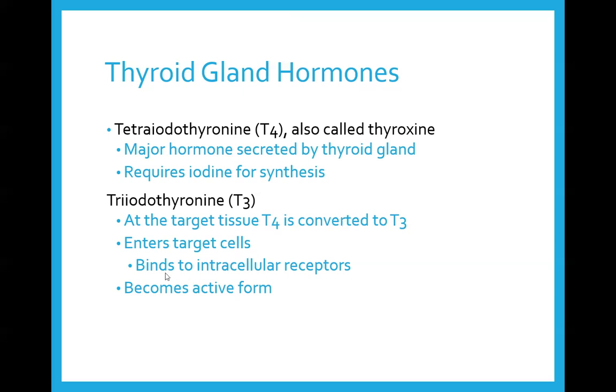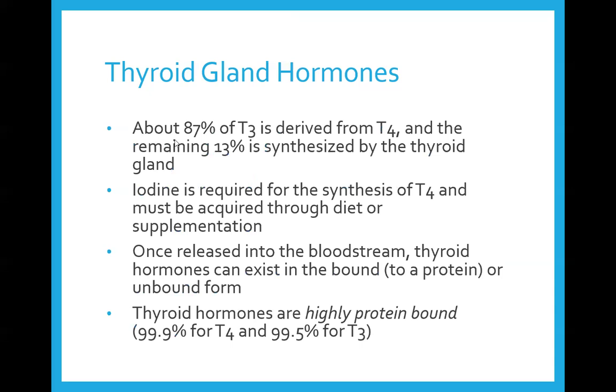T3 enters the target cells, binds to intracellular receptors, and becomes the active form of the thyroid hormone. About 87% of T3 is derived from T4, so T4 will eventually become T3. And the small remaining 13% is synthesized in the thyroid gland and actually is making the T3. Iodine is required for synthesis of T4 and must be acquired through diet or supplementation. Once released into the bloodstream, thyroid hormones can exist in a bound-to-protein or unbound form.